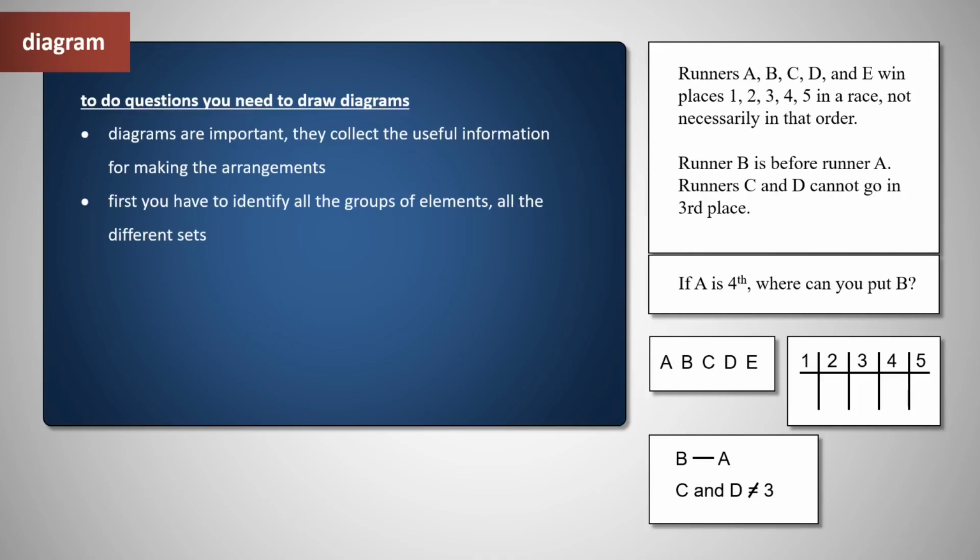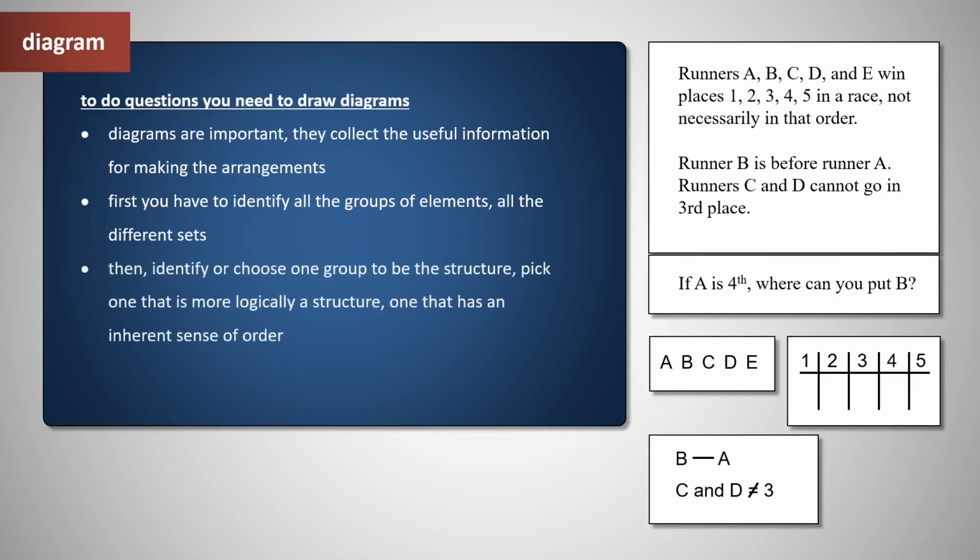So that's what we had done with the runners and the places. And then you have to identify or choose one group to be the structure, and you can pick the one that is more logically a structure, one that has an inherent sense of order. And this is all, once again, something that we will spend a lot more time on with respect to the different variations that you encounter. Once again, keeping in mind that if you don't see something that is more logically a structure or that has an inherent sense of order, just pick whatever you feel that you'll more easily work with. In this case, we picked obviously the places as the structure, and that's what we have here.